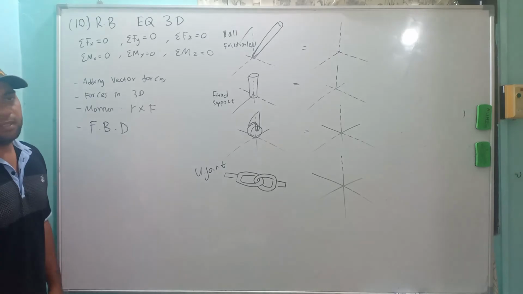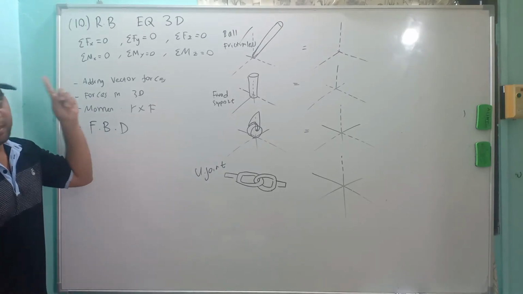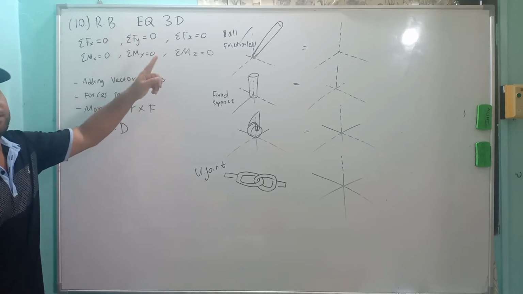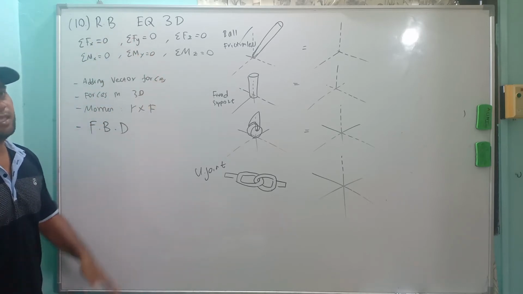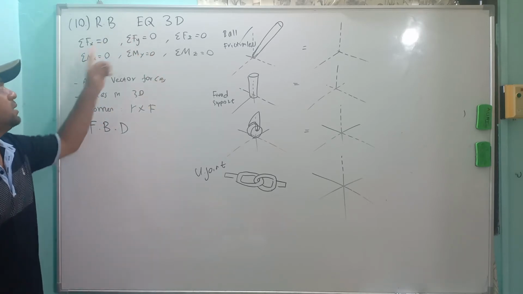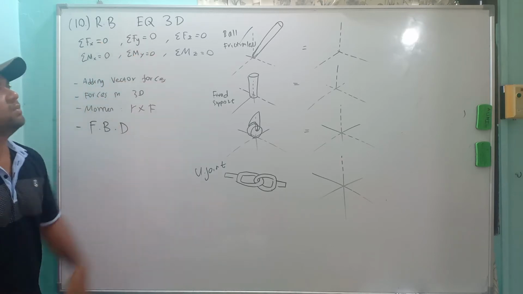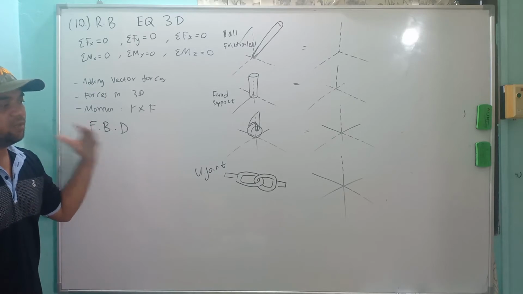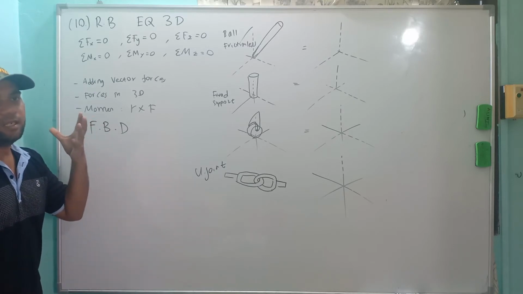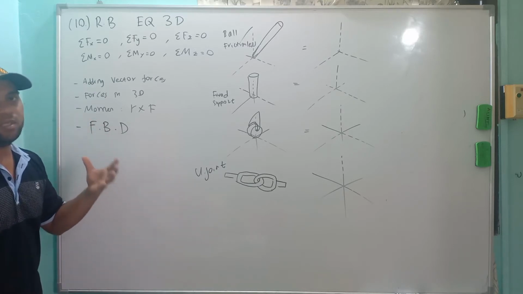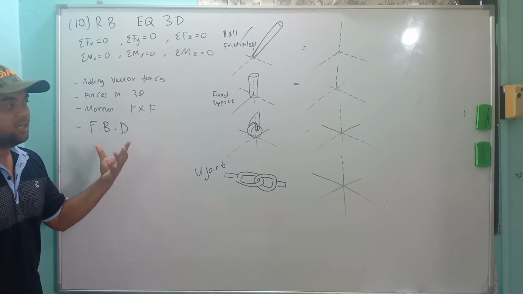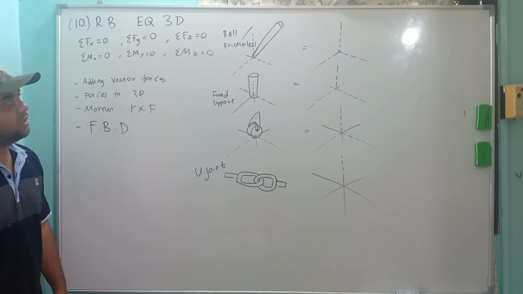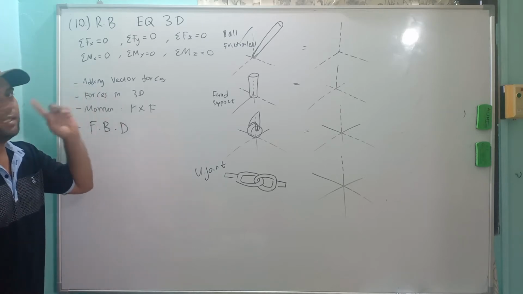Welcome back. We are now in chapter 10, which is rigid body equilibrium in 3 dimensions. The previous chapter 9 was also rigid body, but equilibrium in 2 dimensions, where we saw how to calculate the reaction force at the support point at the end of each component. And now we are in 3 dimensions.